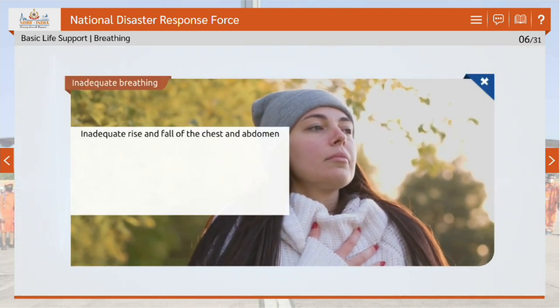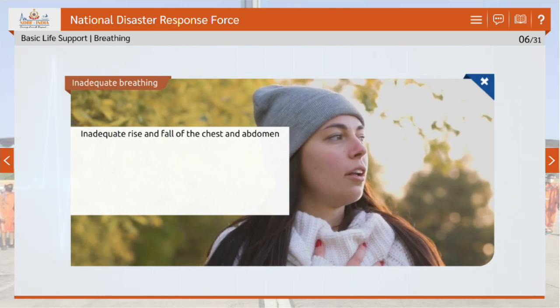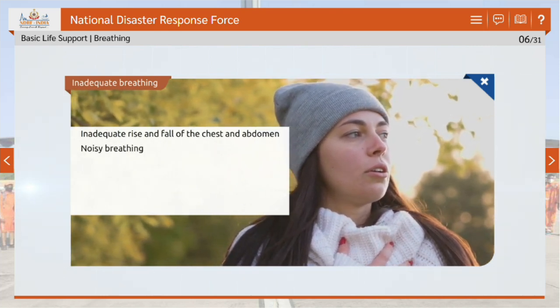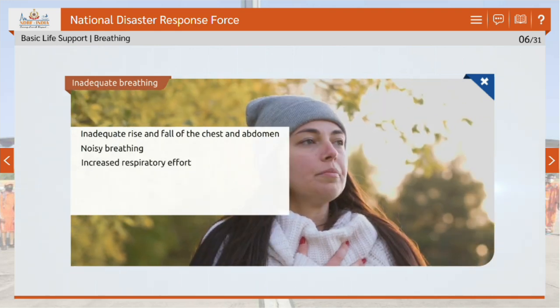Inadequate breathing is when there is inadequate rise and fall of the chest and abdomen. Breathing is noisy with bubbles, rales, stridor, whistling and so on. There is increased respiratory effort, cyanosis or bluish coloration of the skin, inadequate rate and altered mental status.